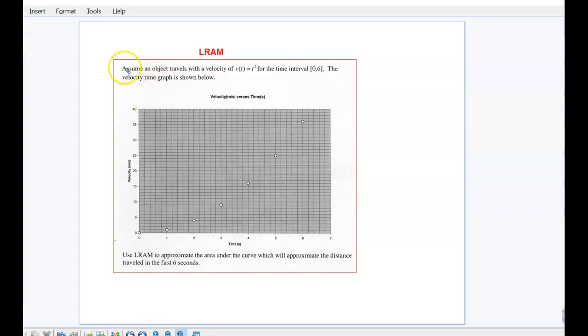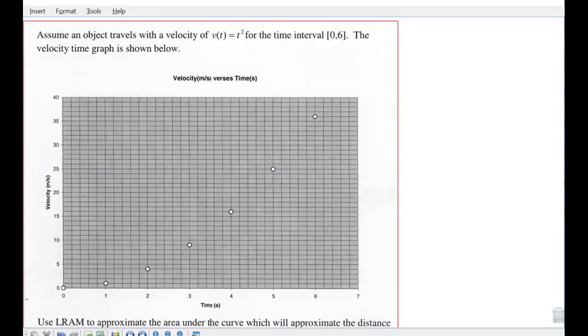Okay, and here's our first example. We have an object that travels with a velocity of t squared from time 0 to 6. A velocity time graph is shown, and the question is asking us to use LRAM to approximate the area under the curve, which will approximate the distance. Well, the first thing I'm going to do is join these dots with a smooth curve. And I'm going to divide my time into 6 intervals. So there'd be 1, 2, 3, 4, 5, 6. Each of those widths are the same width.